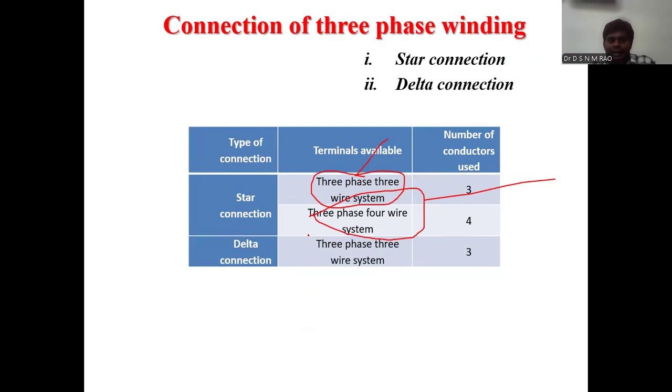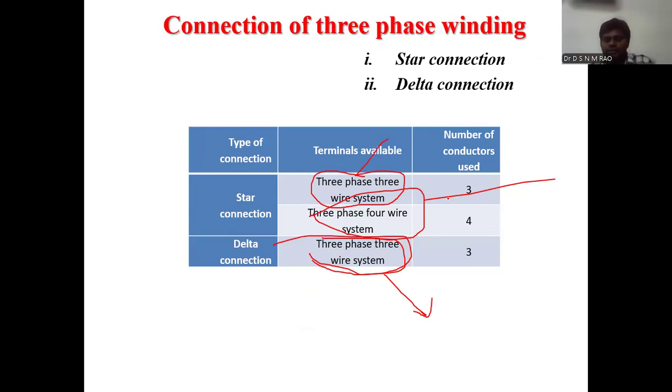In delta connection, the neutral fourth wire will not be available. Neutral point is not available, so the delta connection is a three-phase three-wire system only. This is used for high power transmission lines.